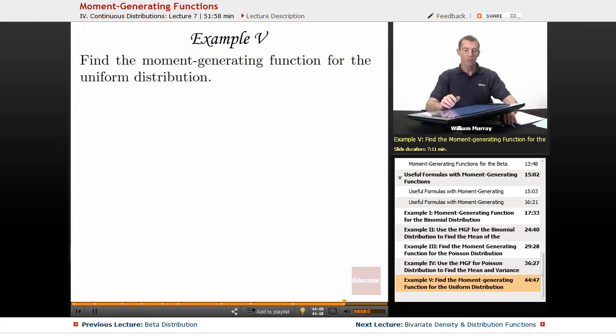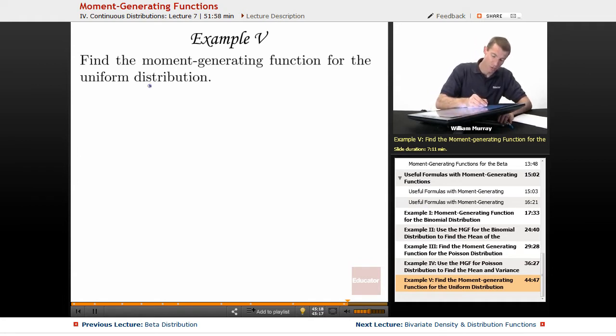In example 5, we're going to find the moment generating function for the uniform distribution. This is kind of nice because the other examples were both discrete distributions. So this is the only continuous distribution we're going to calculate. The others are kind of messy. So even doing this for the uniform distribution is more messy than you might expect, considering that the uniform distribution is so simple. So let me remind you what the uniform distribution is.